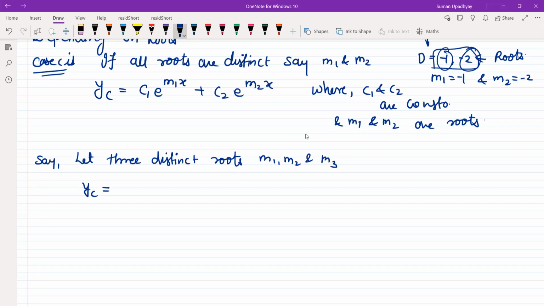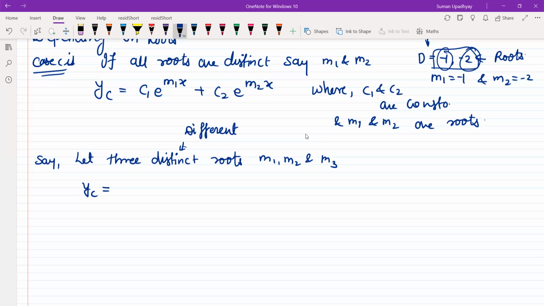Students, if there are 3 roots m1, m2 and m3 and all are distinct, then in that case what will be the formula of yc? We can take e to the power of mx common, since we are considering m as m1, m2 and m3. Then we'll take common e to the power of mx into c1 plus c2. So c1 plus c2 will be constants. No, why will you take common? What are you taking common? Since distinct roots means m1, m2 and m3 are same. No, they're not same. They all are different. Distinct means different. That is not same.